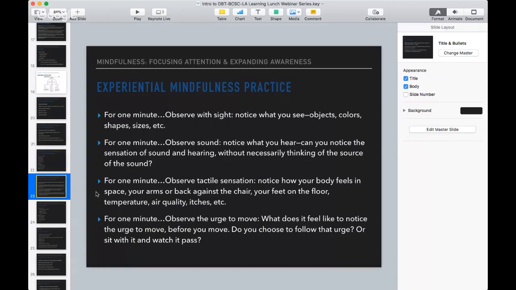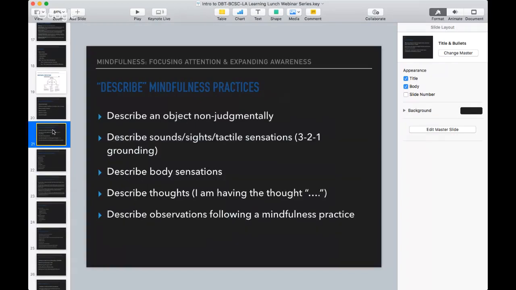So you're free to practice some of these experiential ones for yourself or to use them in your teams or with your clients. So that's a brief summary of mindfulness. Here's a list of some described mindfulness practices. I want to move on so that we have time to get through all the modules. I want to move on to the distress tolerance module.